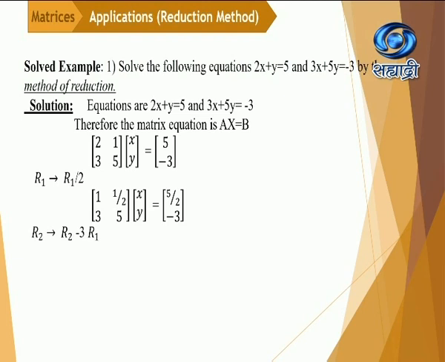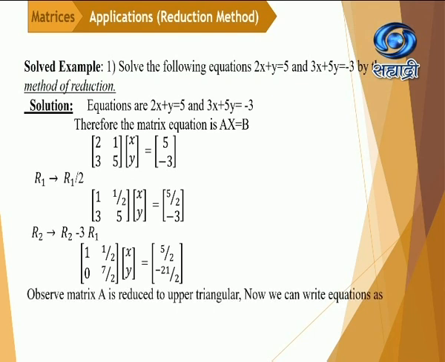Then at 3 we want to make it 0. So to make 3 to 0, we apply the row operation R2 changes to R2 minus 3 times R1. First multiply R1 by 3 and then subtract that from R2. Then we have 1, 1 half, 0, 7 by 2, times x, y, equals 5 by 2, -21 by 2. Now if you observe, our A is reduced to an upper triangular matrix. All elements below the diagonal are 0.